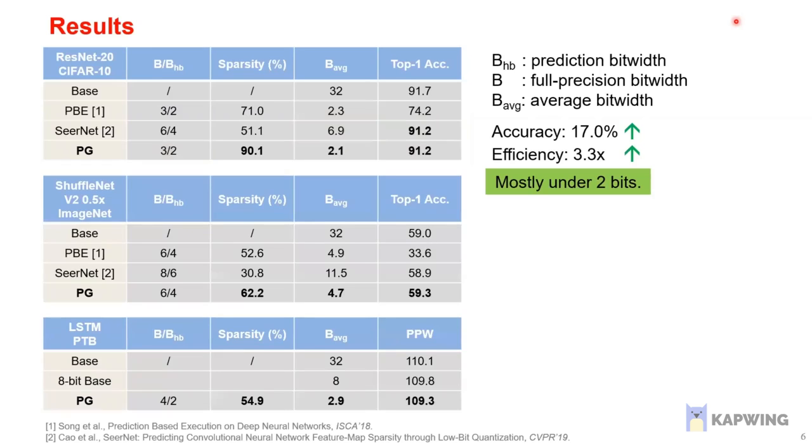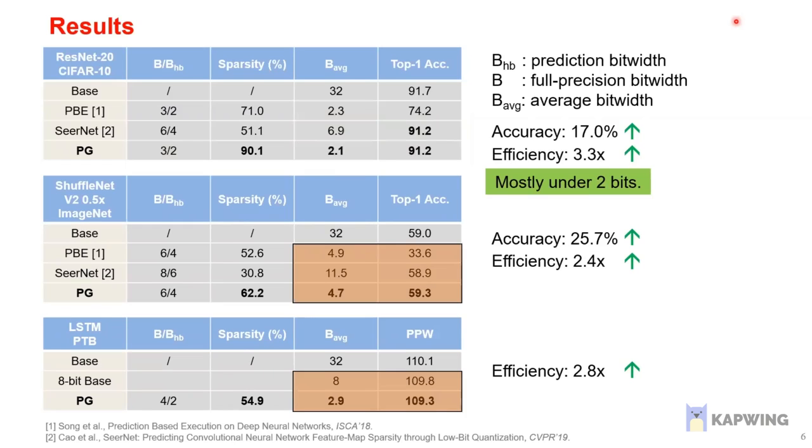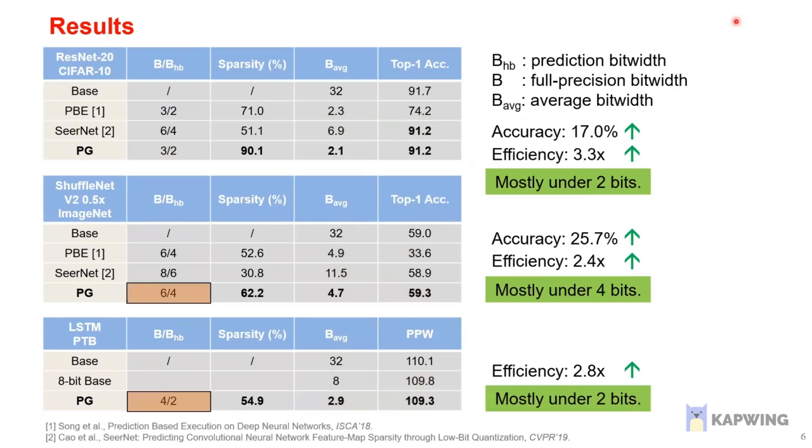We also tested our method on ShuffleNet, ImageNet, and LSTM PTB. We observed the same trend that precision gating dramatically improves the compute efficiency while preserving the model accuracy. They are both able to compute mostly under very low bit width. Conclusively, precision gating improves the accuracy efficiency trade-off. It not only works for the convolutional neural networks, but also works for recurrent neural networks.